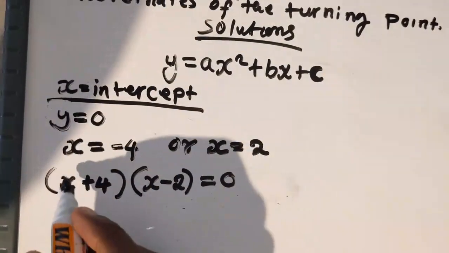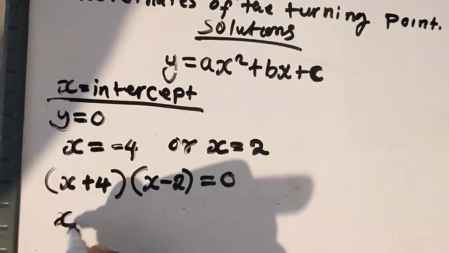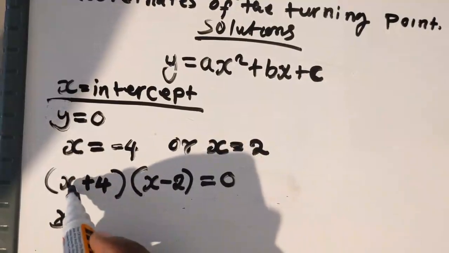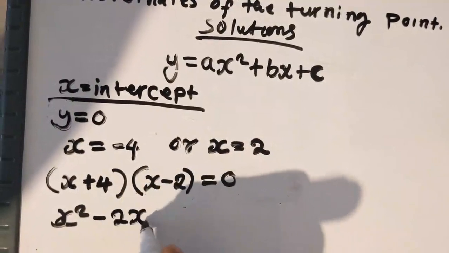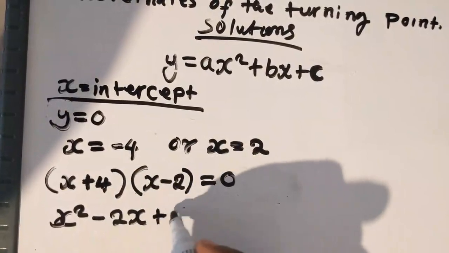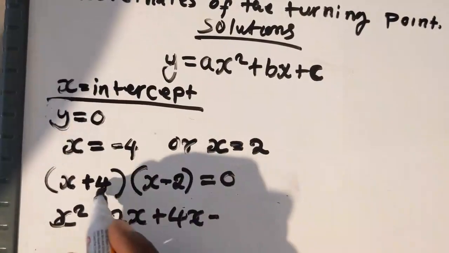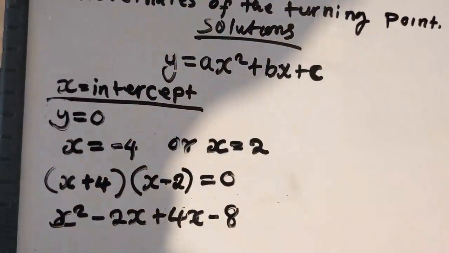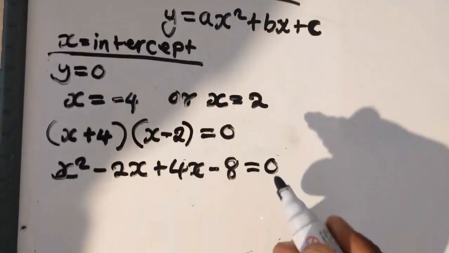So we'll say x times x, that is going to be x squared. Then x times -2, that is going to be -2x. Then we come to this one, 4 times x, that is going to be positive 4x. Then positive times negative, it is negative 4 times 2, that is going to be 8. Are we together? So it is equal to 0.